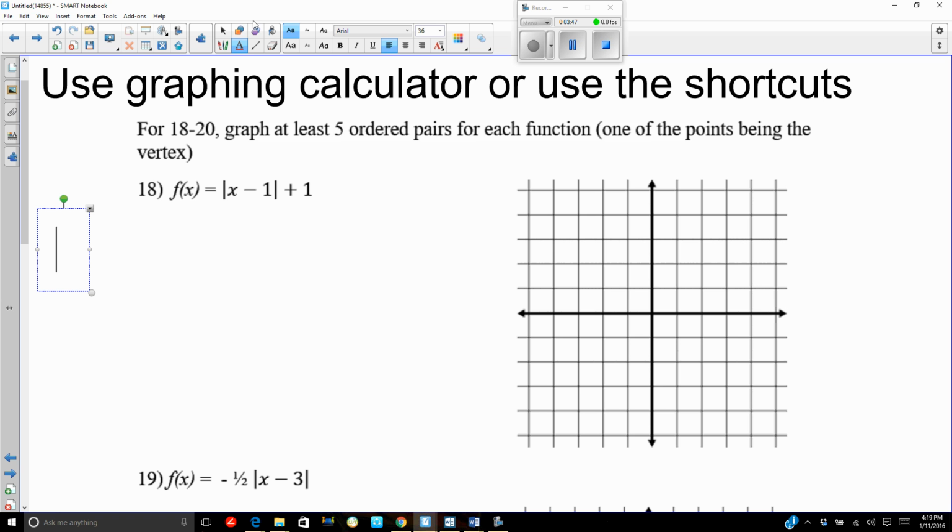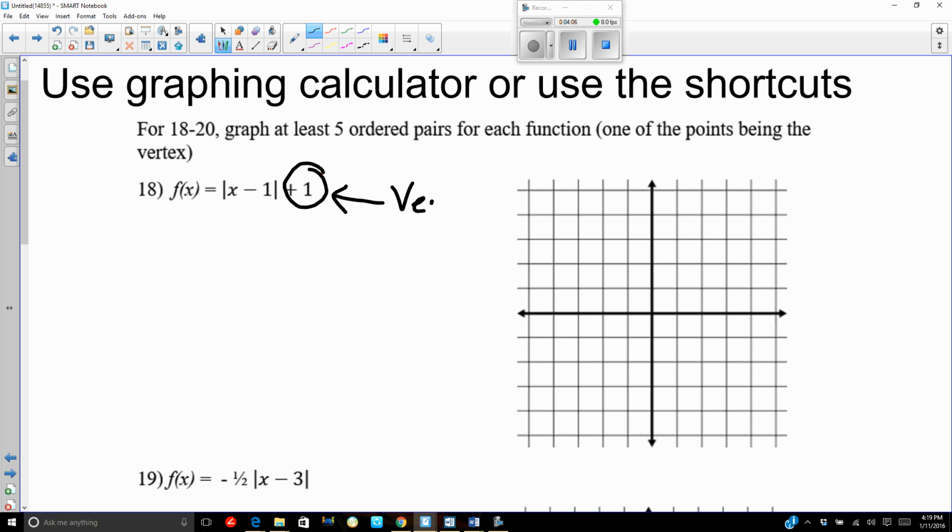If you need help using the calculator method, let me know. I'm going to show you the shortcut method that I showed in the last class. This number, so these graphs are V-shaped, and they start at the origin. This number on the outside, that is the vertical shift. If it's positive, it goes up. If it's negative, it goes down. So this shifts the vertex up 1 unit.